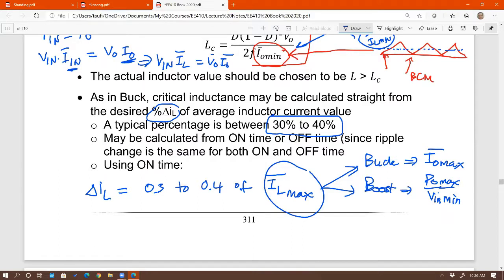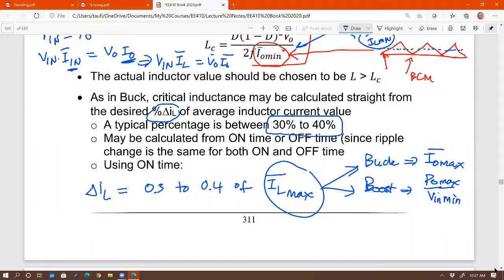All right. That's it, right? For buck and boost. And for buck boost, I think you will know right away after you see the circuit what needs to be done there. A buck boost is going to be a bit trickier than a buck and a boost, of course. All right. Any question on this? So pick delta IL between 0.3 to 0.4 of IL average max, I should say.